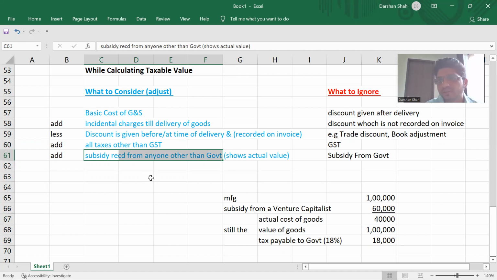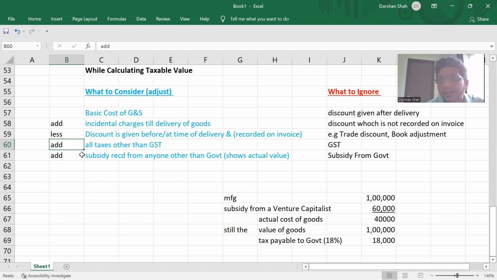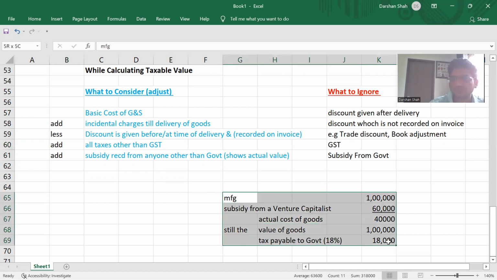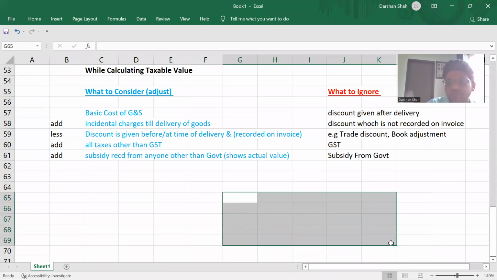See if the logic is clear. Yes, sir. So in short, it is add back the subsidy, right? In short, it is add back the subsidy which was deducted, but I just say add. Because our GST is on the supply of goods, not on the actual cost. It is on the value of goods. I want to know the true value of goods. Understood?